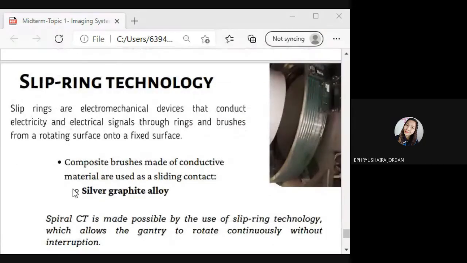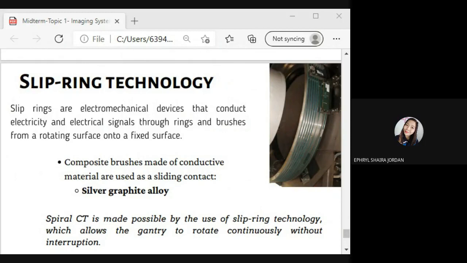Okay, the slip ring technology. Slip rings are electromechanical devices that conduct electricity and electrical signals through rings and brushes from a rotating surface onto a fixed surface. One surface of the slip ring is a smooth ring, and the other is a ring with brushes that sweep the smooth ring. In a slip ring gantry system, power and electrical signals are transmitted through the stationary rings within the gantry. Therefore, this eliminates the need for electrical cables, making continuous rotation possible.